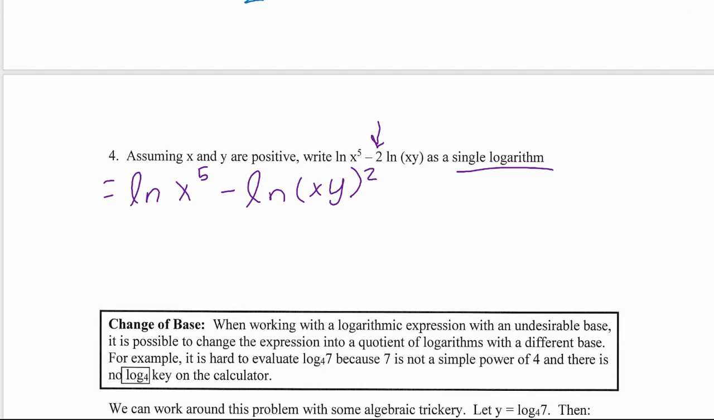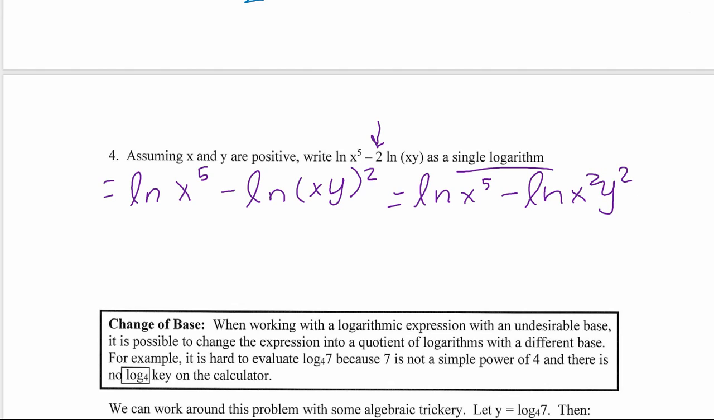To make our lives a little bit easier when we simplify this later, I'm going to square both pieces of that. So I can rewrite this now as the natural log of x to the 5th minus the natural log, and xy squared is really x squared, y squared. Okay, so that's what we have right now.